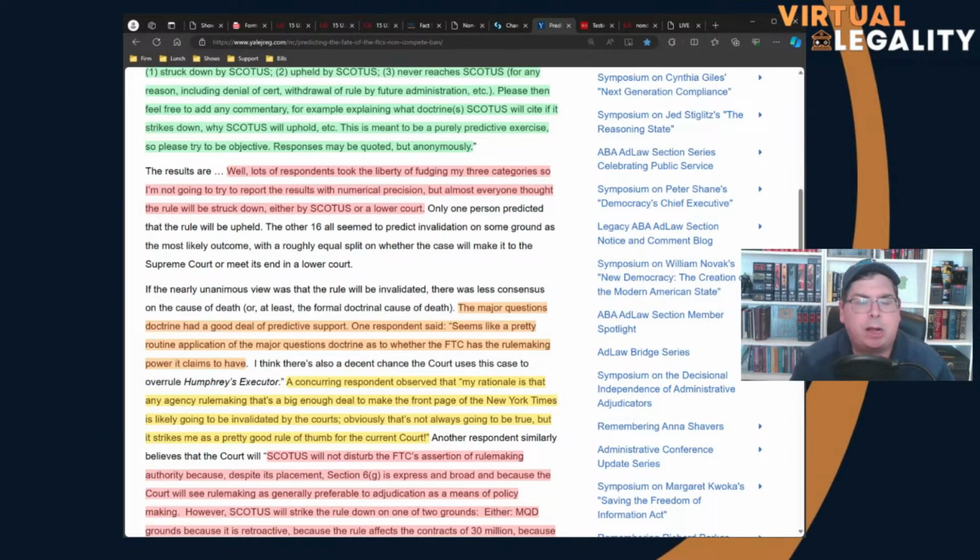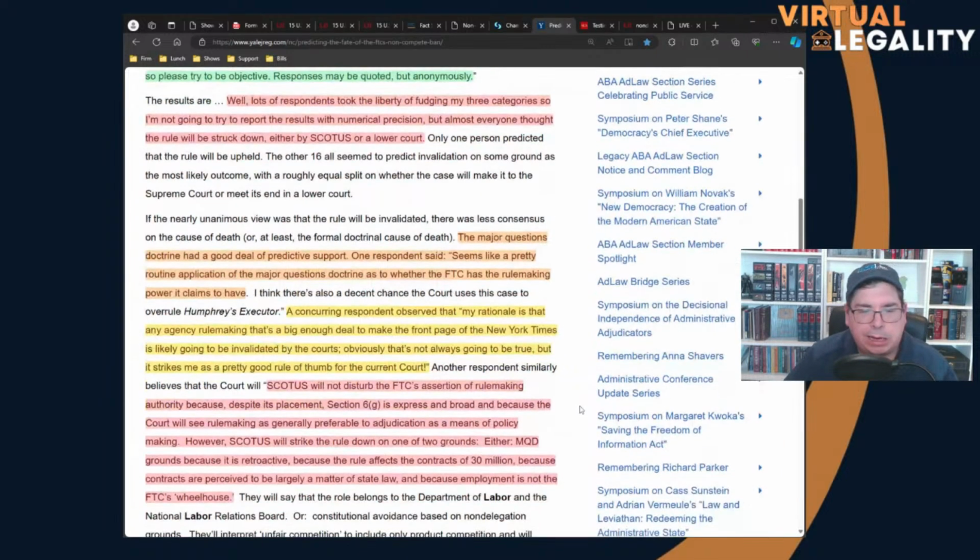The major questions doctrine comes from striking down EPA authority, for instance. And so this is the kind of thing that we could look at and say, however we feel about this rule, however we feel about the FTC Act, the realpolitik is that the current Supreme Court is unlikely to uphold it. I think that's probably right.